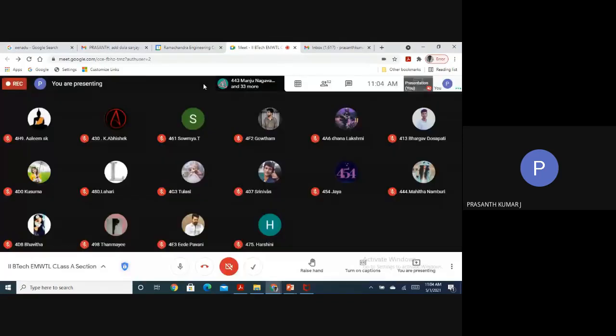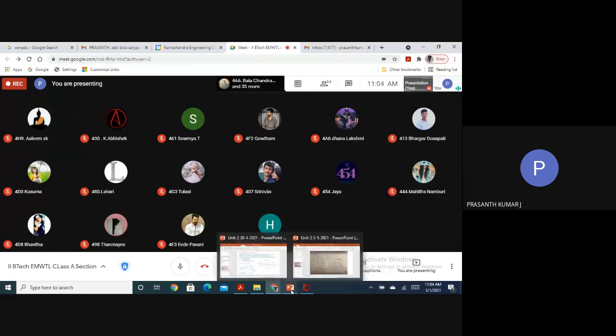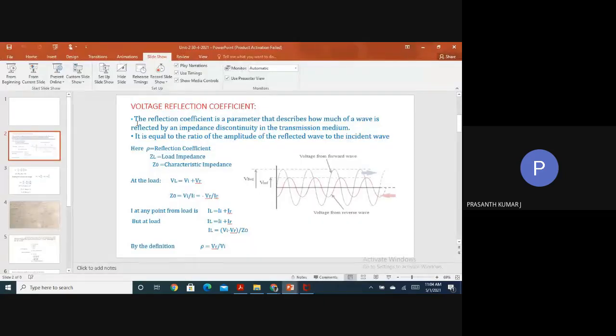Zin equal to Z0 into ZL plus j into Z0 tan beta L by Z0 plus j into ZL into tan beta L. So this was the equation I explained in the previous class. I have explained a problem also. Now today's class we are going to see what is this voltage reflection coefficient.